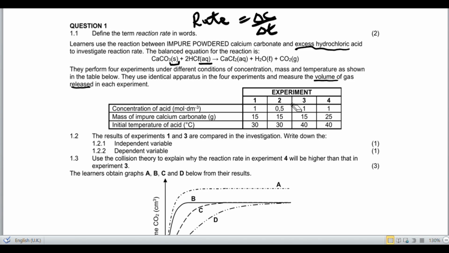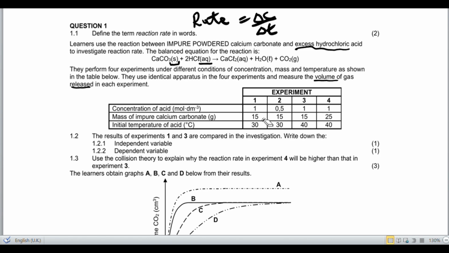Let's look at 1 and 3. For 1 and 3, the concentration is the same as you can see. The mass is the same as you can see. The temperature is 30 here and 40 there. There is only one independent variable. The only thing that differs is the temperature. Therefore, the comparison between 1 and 3 is fair, because there is only one thing that differs, that is the independent variable.